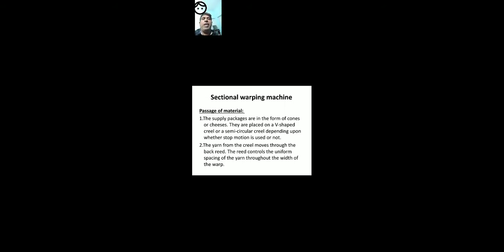So in the two points we have seen, the supply packages are in the form of cones or cheeses, and these cones or cheeses are placed on a V-shaped creel or a semicircular creel, and after that the yarn from the creel passes through the back reed. The reed controls the uniform spacing of the yarn throughout the width of the warp. So those two points are completed.